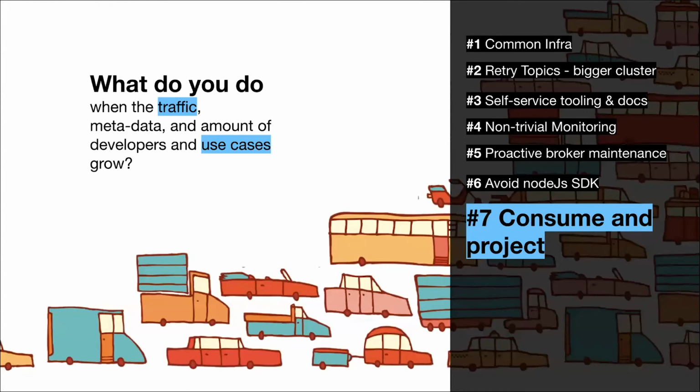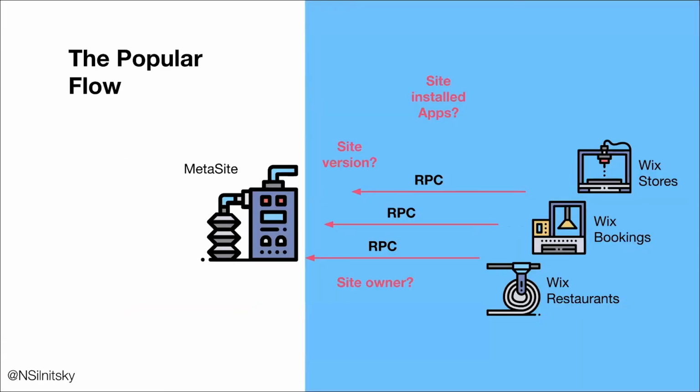Okay, the seventh lesson, remember we have 8 lessons, is consume and project. So this is talking about how to deal with legacy monolithic code. So we have a Metasite service at Wix that is in charge of helping know a lot about what's going on in our Wix websites. For instance, it has information like what's the site version, who's the site owner, or what apps are currently installed on the site. And that's a really popular flow that's needed for all of our verticals, for instance, stores, restaurants, and a lot of other services.